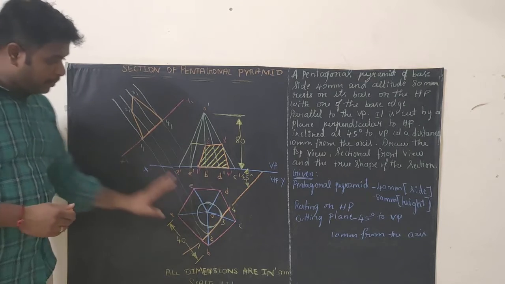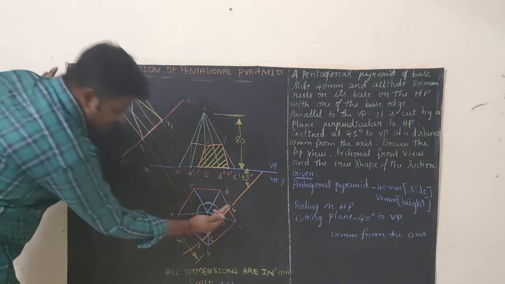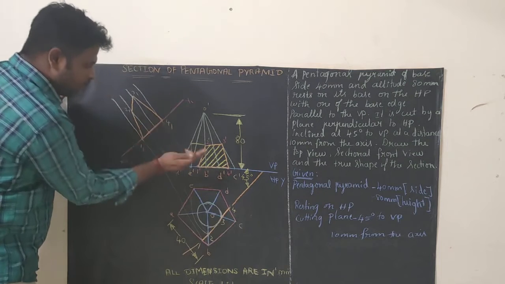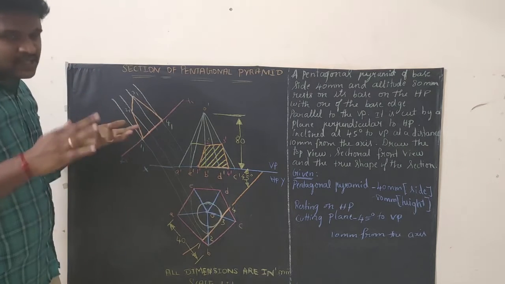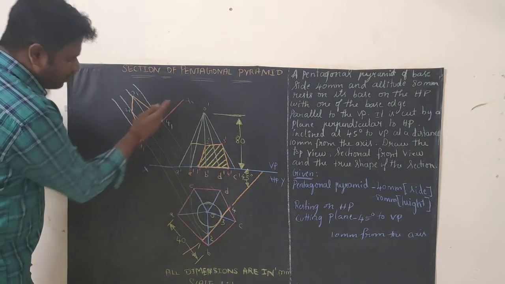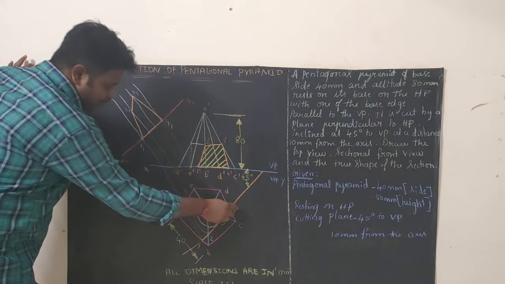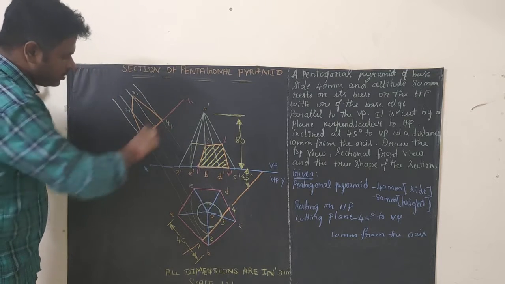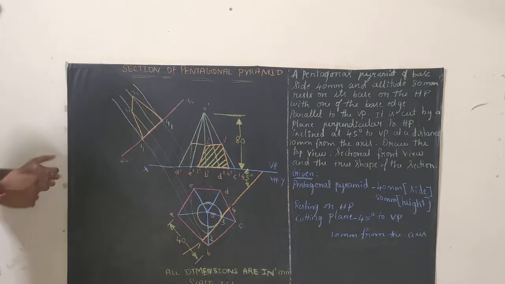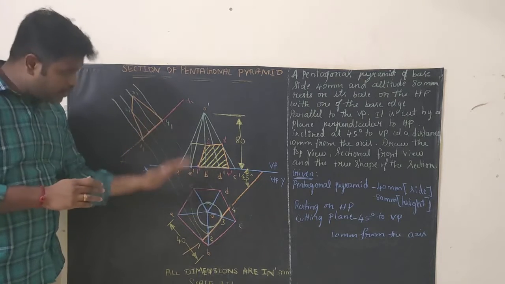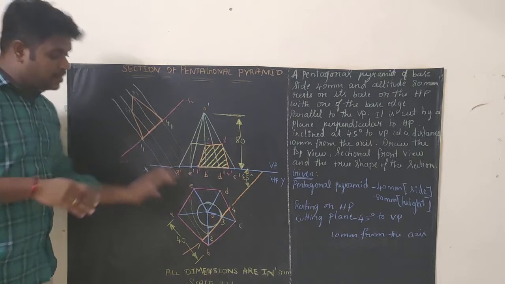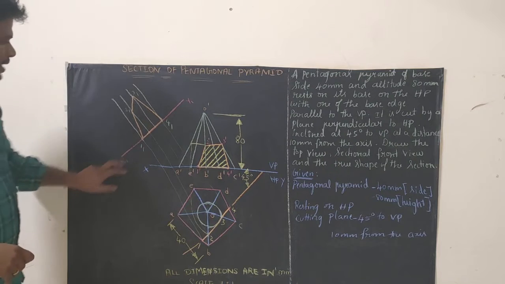This reference line should be parallel to the cutting plane. If this is the cutting plane, you have to draw a line away from the diagram. Distance does not matter, away from the diagram, but this line and this cutting plane line should be parallel. Length of the line also does not matter, it's our own wish. So draw a new reference line parallel to the cutting plane and name it as x1 y1.